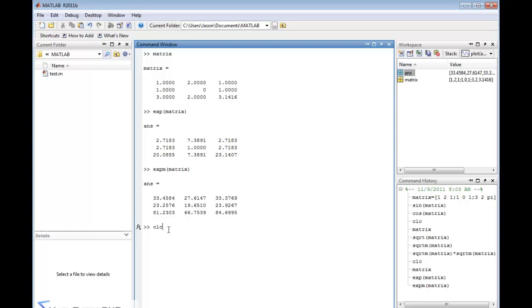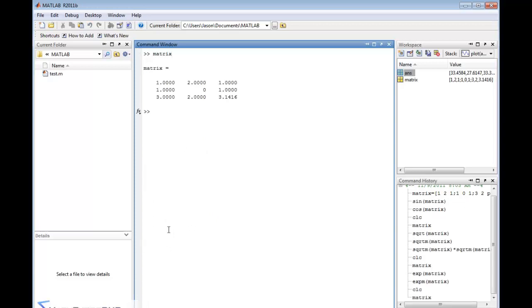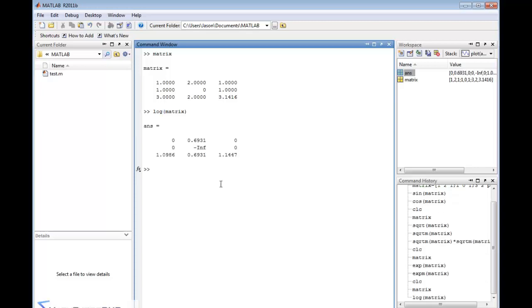Let me clear the screen. Put the matrix back up there. The same exact thing holds if you want to take the logarithm. If I want to take the logarithm of this matrix, just like this, then it applies it element by element. The log of 1 is 0. Log of 1 is 0. Notice over here, log of 0, basically I'm getting negative infinity, and so on. That's just because of the way the logarithm is defined. And log of pi is this. So this is again going element by element.